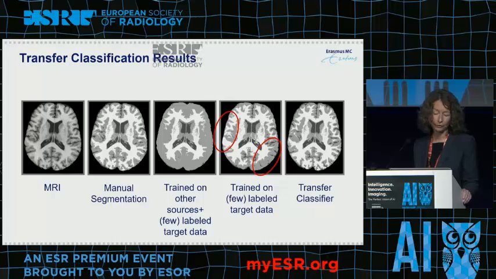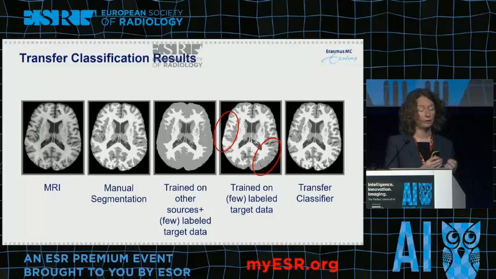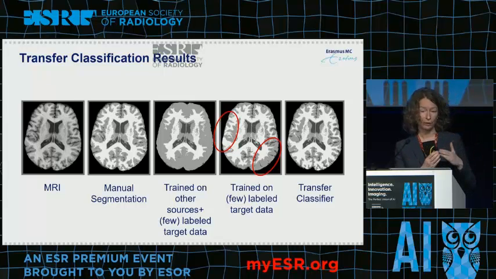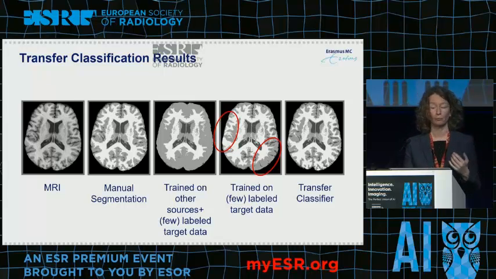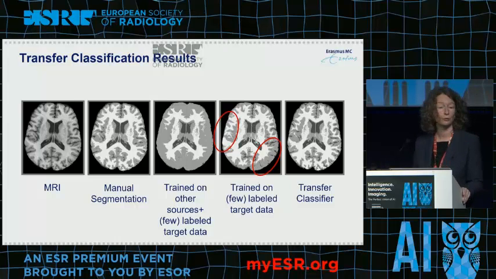And here are some results of that. What you can see is that our transfer classifier can, with very limited training data, find the boundary between white matter and gray matter much better, whereas a regular classifier would not be able to do that.